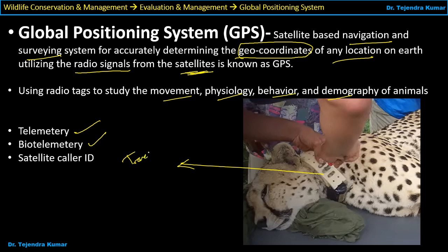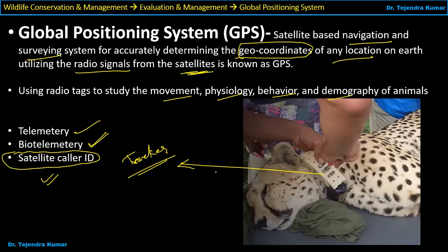This term became very famous when the cheetah was reintroduced in India, in Kuno National Park. Then this tracker was very famous and made the newspaper headlines. This is called a satellite collar ID. So what is this satellite collar ID? It is actually biotelemetry, right?